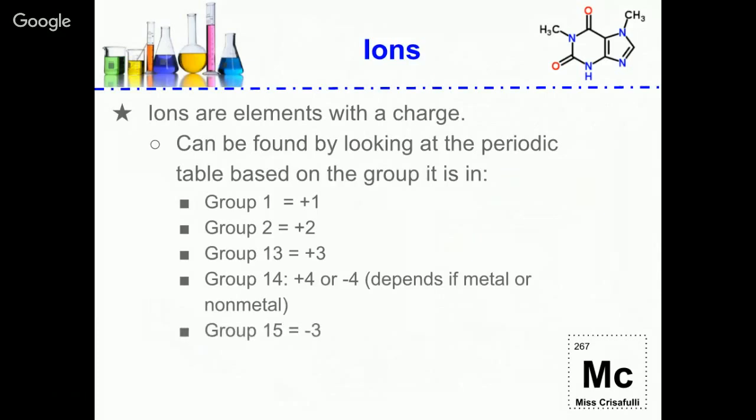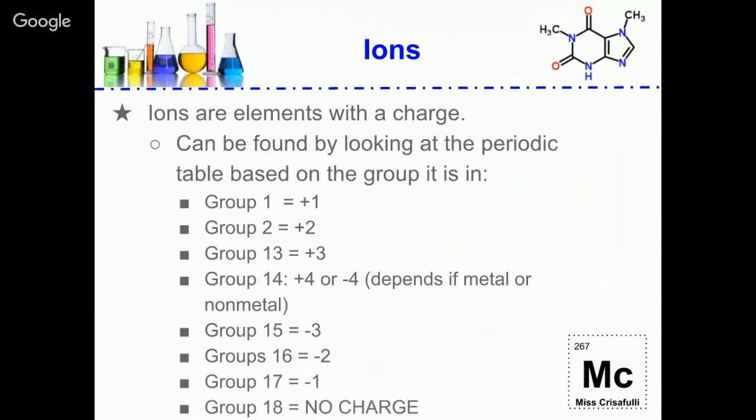Group 15 is -3. Group 16 is -2. Group 17 is -1. And group 18 has no charge. Remember, group 18 are your noble gases, and they have no charge.